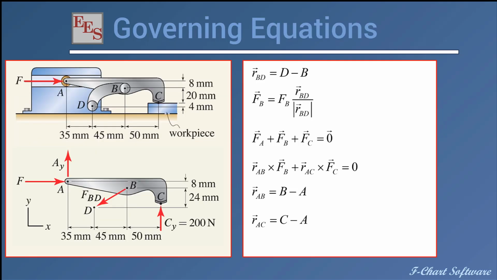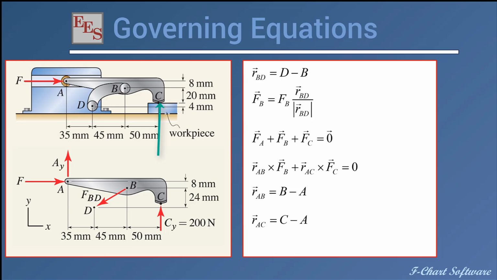Alright, so the way I'm going to do this problem is initially I'll define the coordinates. You can see there are 4 points, A, B, C, and D, and I'll define the coordinates of those points. B and D together give me the position vector RBD, and that defines the direction that the reaction force at point B has to be applied. So I don't know the magnitude, but I know the direction, so there's one unknown there.